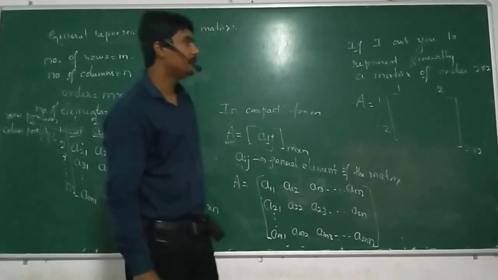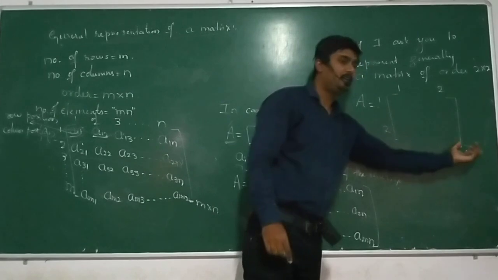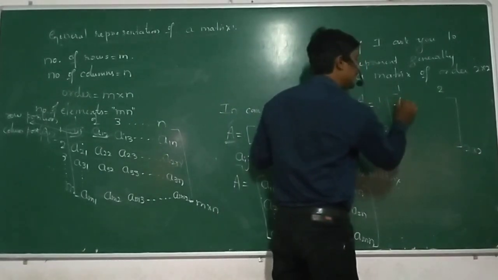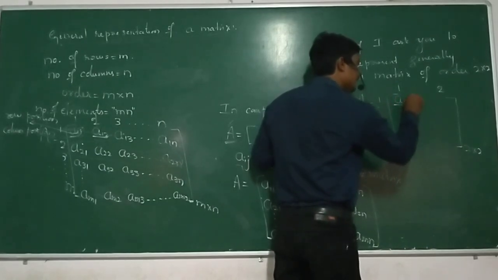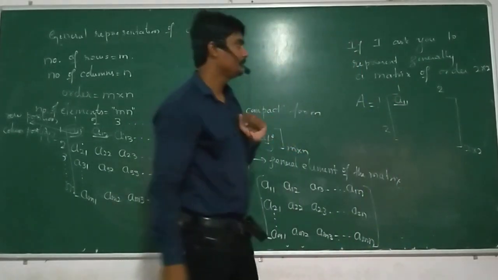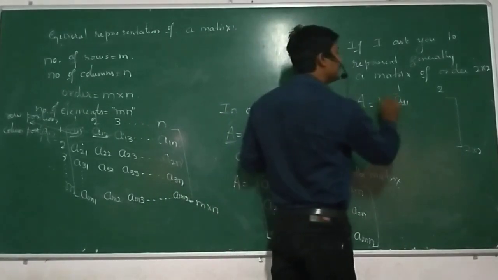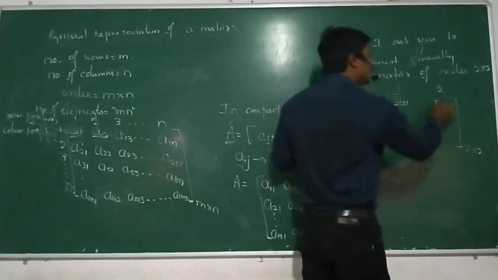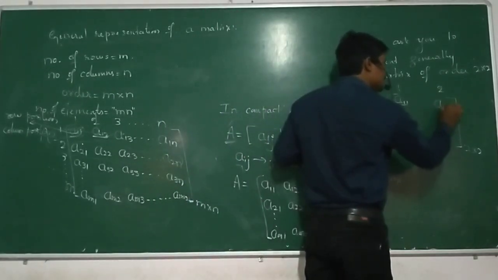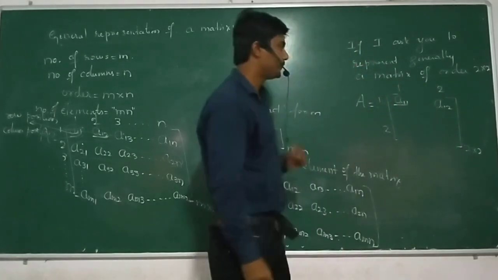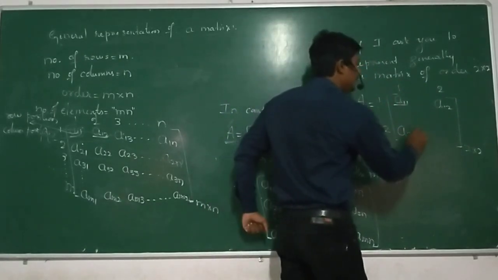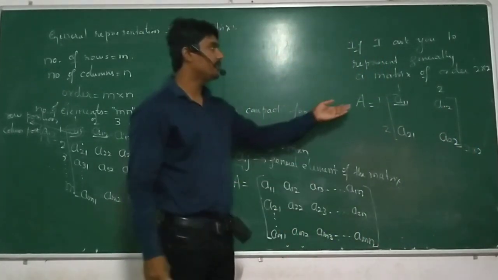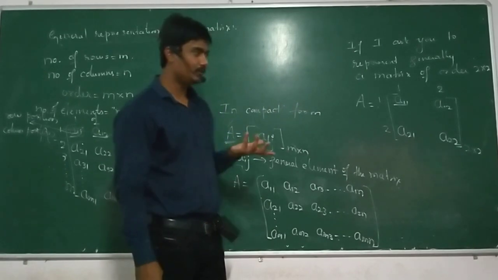So we are trying to write down a 2 cross 2 matrix generally. What will be the element present here? The element present here is A11, because this element is falling at the intersection of first row and first column. How do I write down the element present here using its position? We write it as A12, and this is A21 and this is A22. So this becomes the general representation of a matrix of order 2 cross 2.